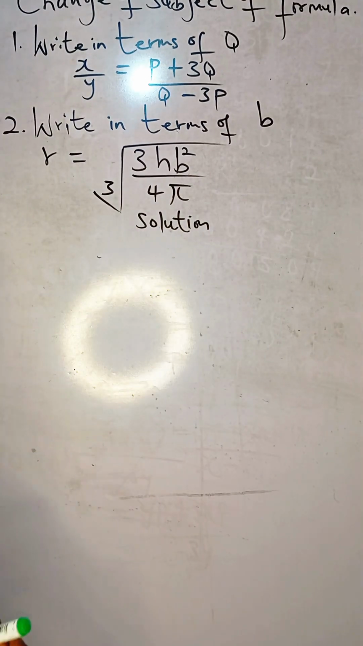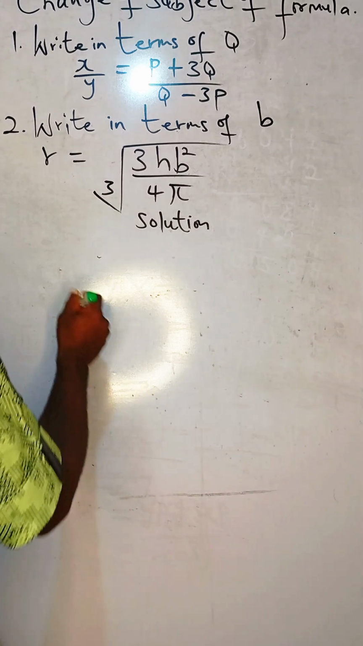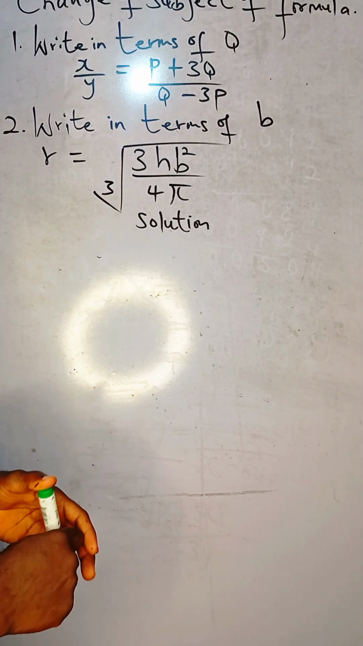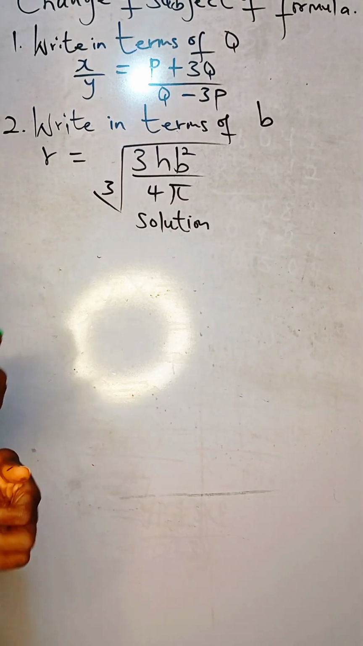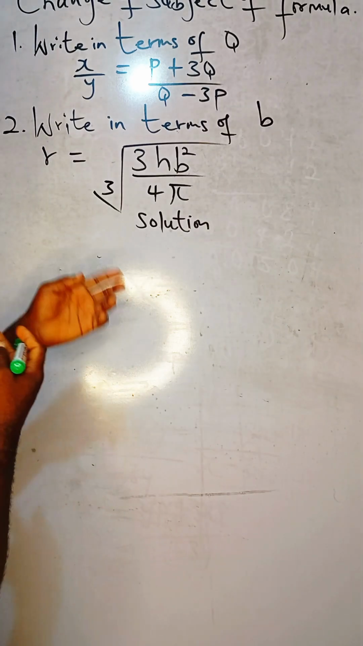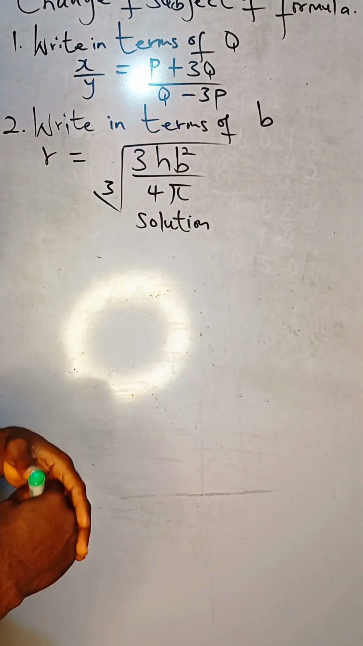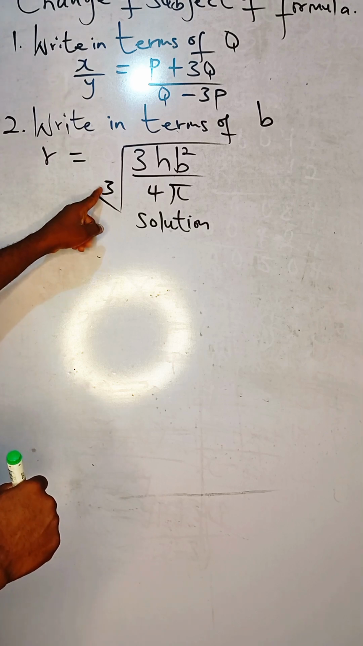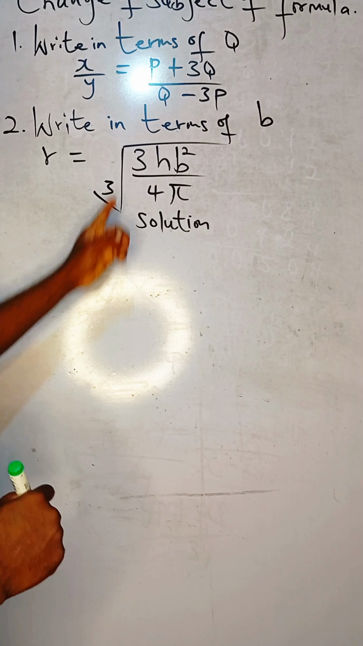Now for number 2, I have r is equal to cube root of 3hb to the power of 2 over 4 pi. Now they said write in terms of b. That means make b the subject of the formula. So you start watching your b. B is in the right hand side of the equation, and the right hand side is being covered by a root symbol. Now this is cube root. When you see 3 in the root sign, it means cube root.